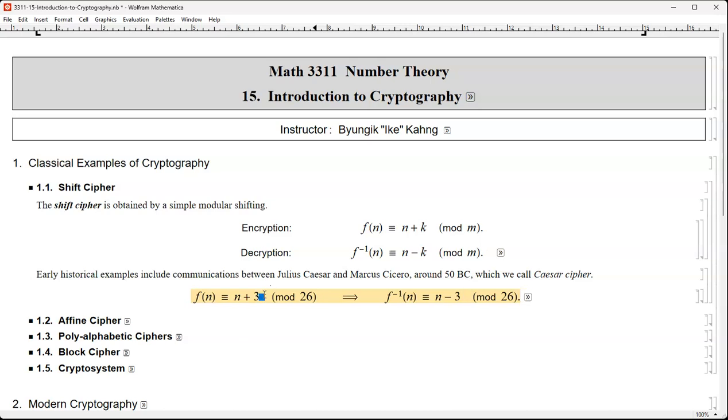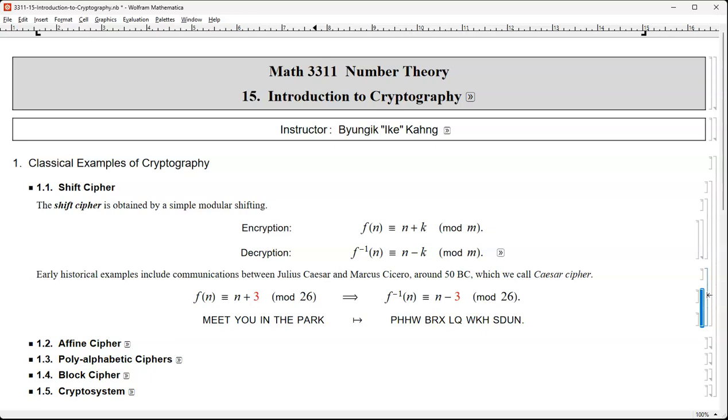Basically, we do this. Add 3, in other words, shift the positions of all those letters of the alphabet by 3 units. And then if you shift those back 3 units, you're going to get the original message like this. Of course, this is not the original message. It's not in Latin, as you can see. It's in English. I got it from the textbook, not from the original letter from Caesar to Cicero. Meet you in the park, it's in English, and then apply this plus 3 modulo 26.